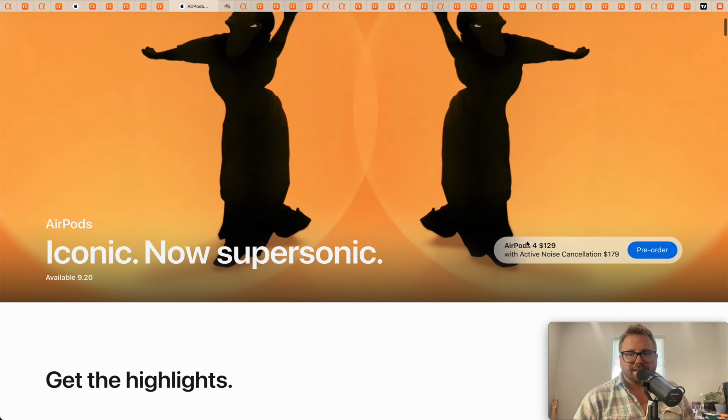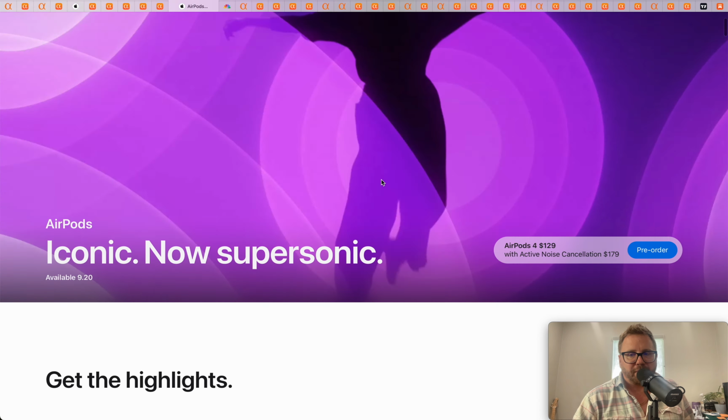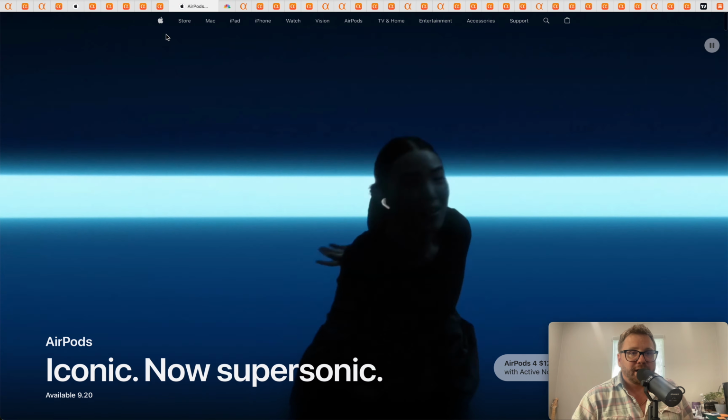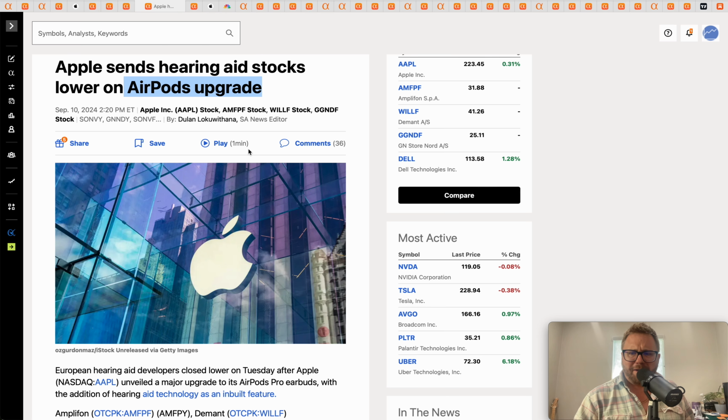Now, the price doesn't seem wildly egregious at $129, with $179 if you want some noise cancellation. You've got to pay $50 to cancel out the noise these days with Apple, but they act as hearing aids. And what's interesting is I don't know if any of you have siblings or parents or maybe even you wear hearing aids. The hearing aid market is so crazy. You go in for some hearing aids and they can be thousands and thousands of dollars.